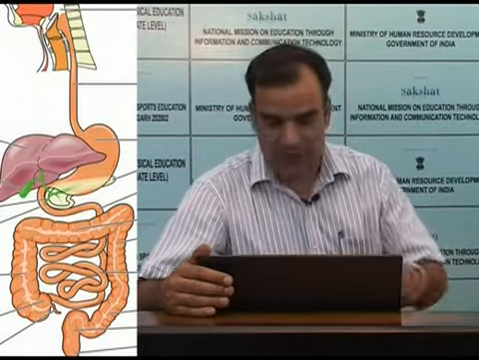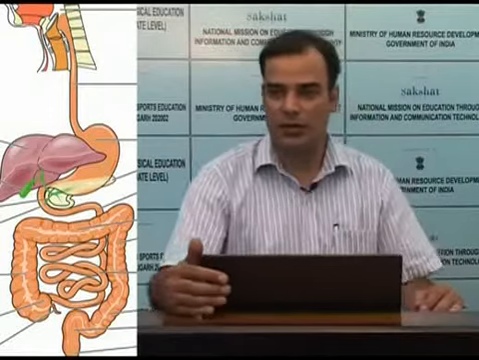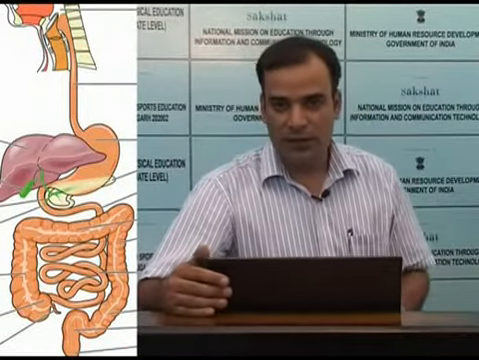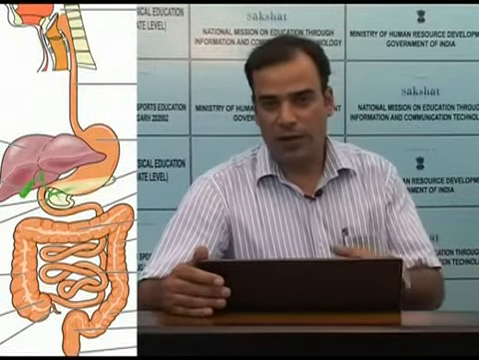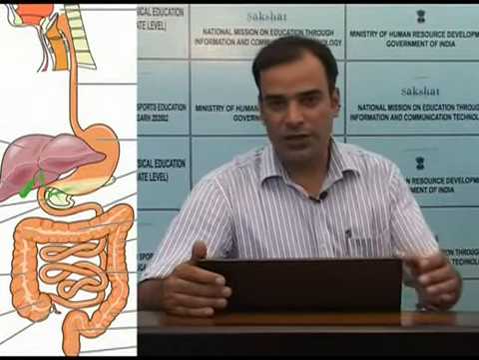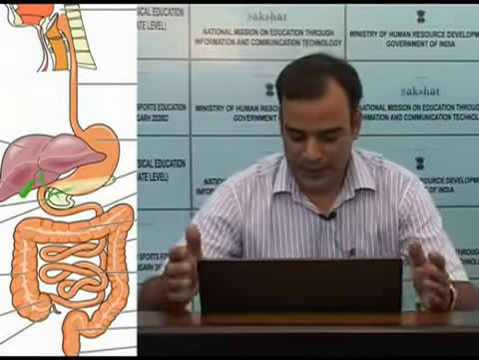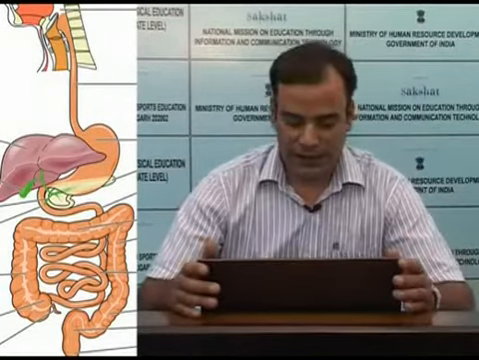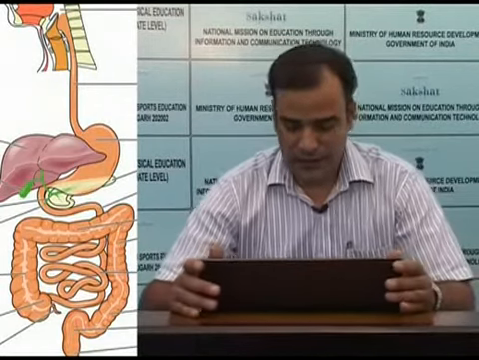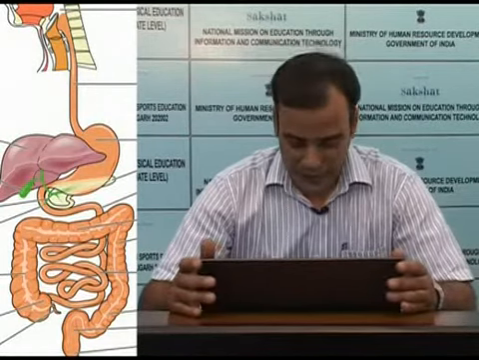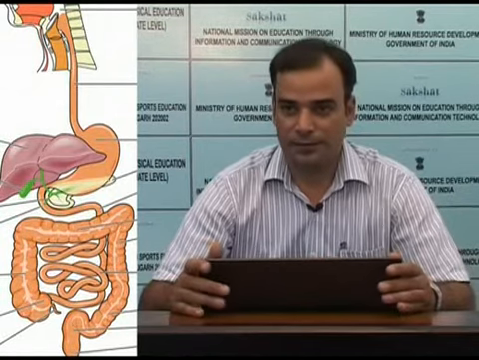Apart from these primary digestive organs, there are other organs which are not part of this tube but are associated with digestion. These accessory digestive organs are the teeth, tongue, salivary glands, pancreas and liver.